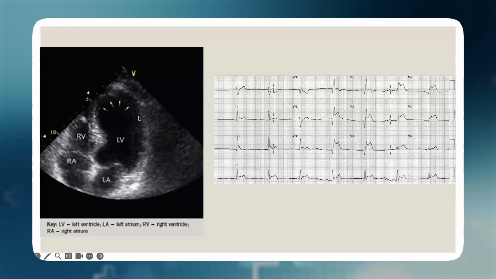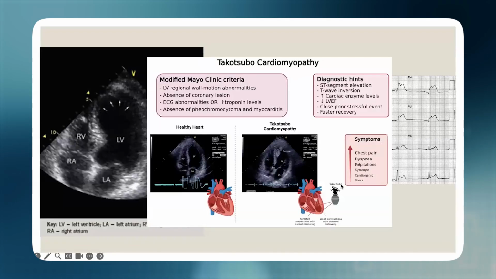It becomes ballooned out, and you can see this is the typical ECG of Takotsubo cardiomyopathy. This can very well be an acute MI as well. There is frank ST elevations in the anterior leads. So, what is the clinical criteria? Mayo clinic criteria that can come as an MCQ, especially in MRCP part 1. These are the four criteria: LV regional wall motion abnormality, absence of coronary lesion, ECG abnormalities or increase in troponin levels, and absence of pheochromocytoma or myocarditis.